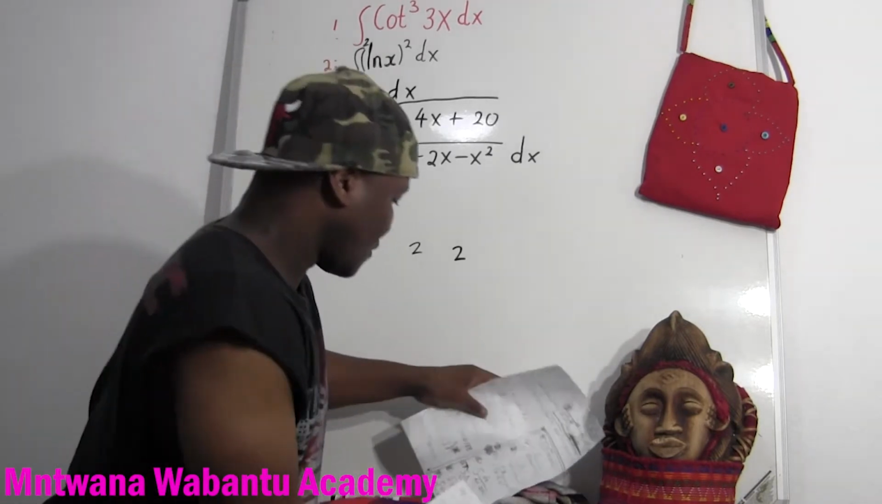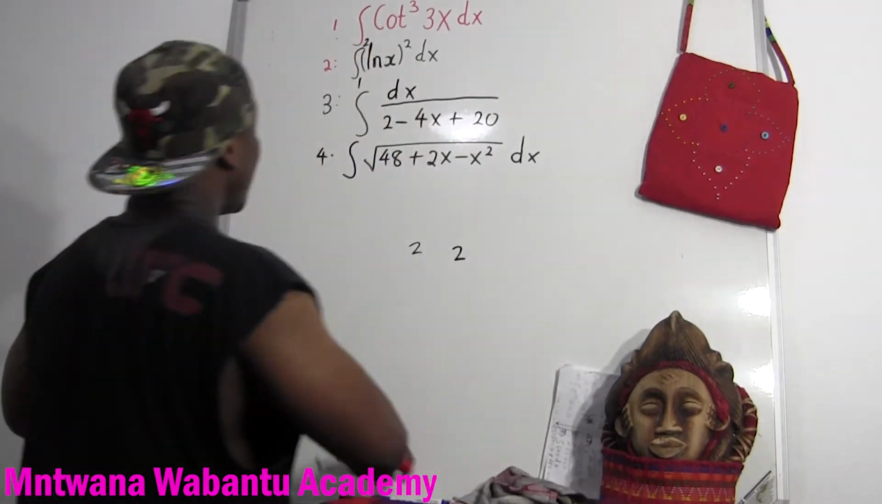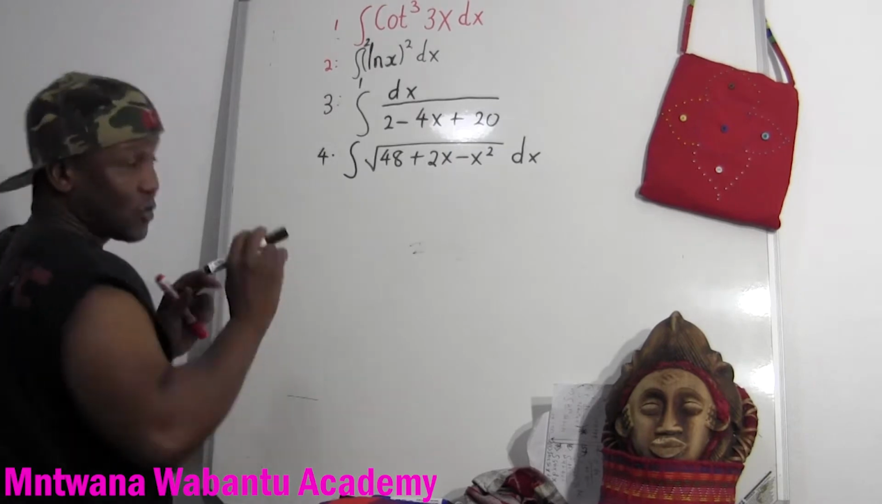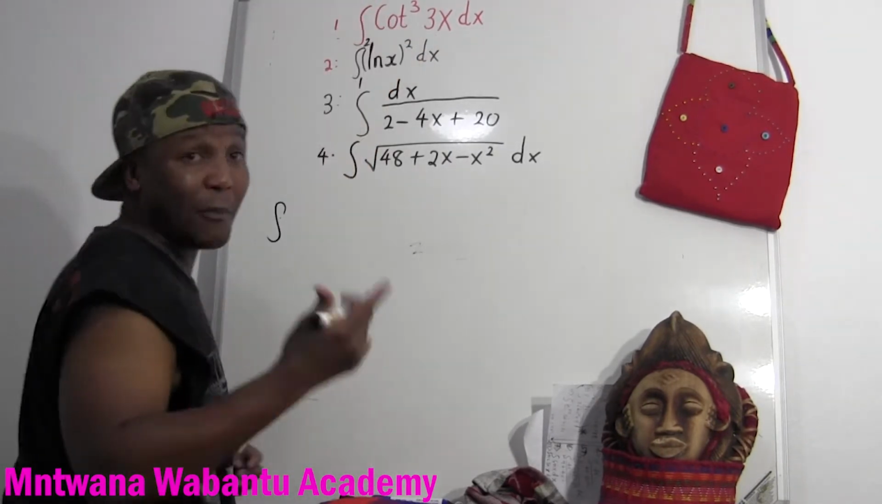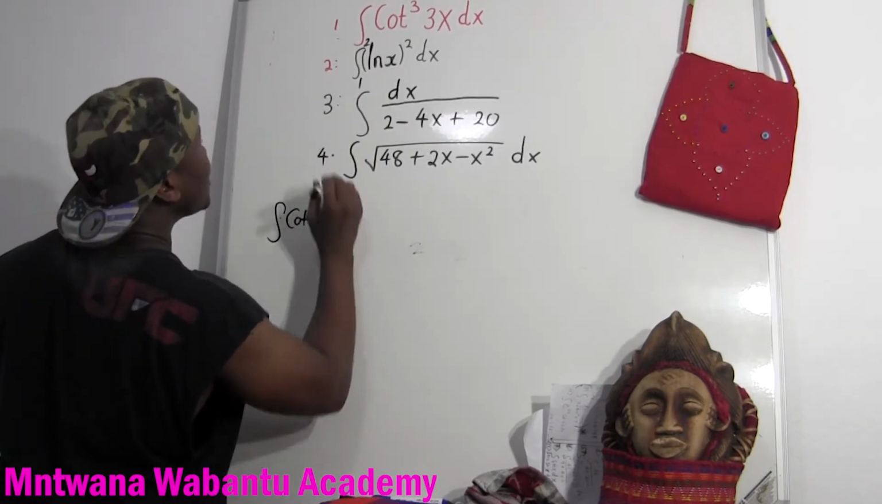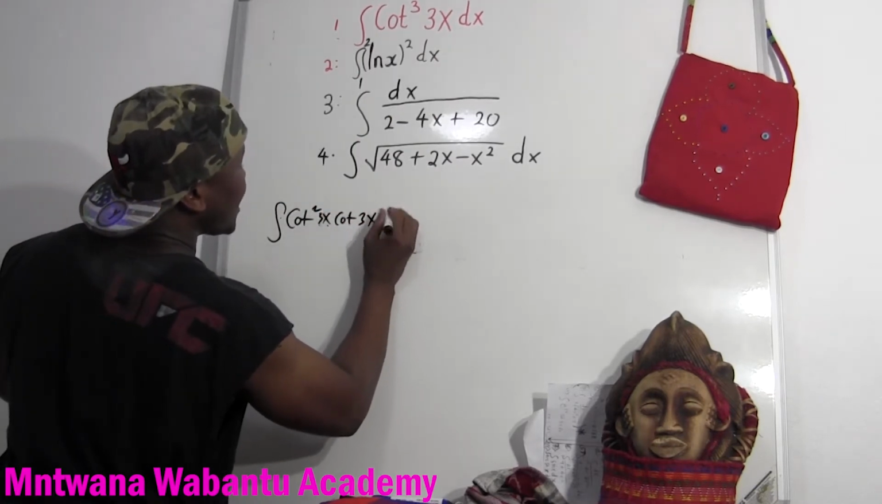Let's go. This is the first question right here, so let me start with the first question quick. They give us the integral of cot cubed 3x dx. So first I'm going to break that one: it's going to be cot squared 3x multiplied by cot 3x dx.